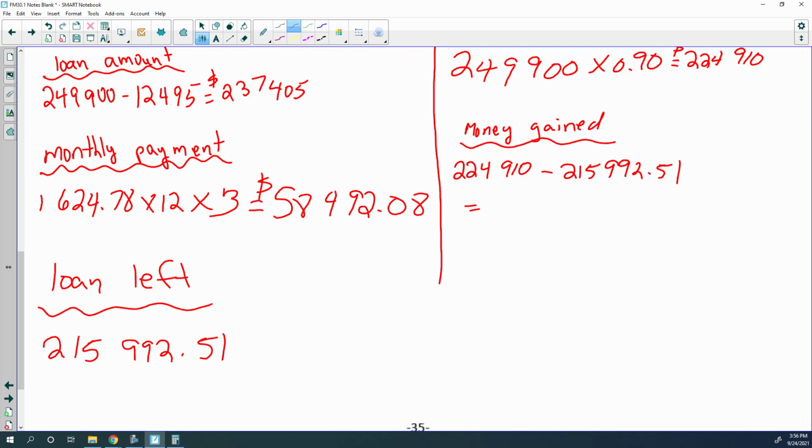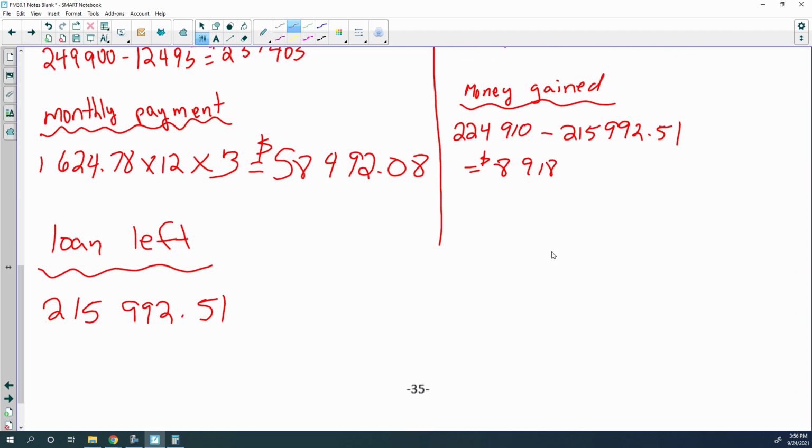So we're going to minus the two. And it's worth $8,918. So they get just under $9,000 back from their house.